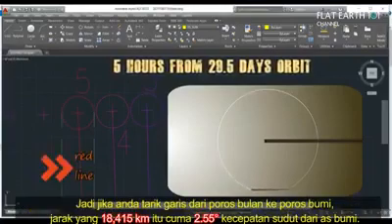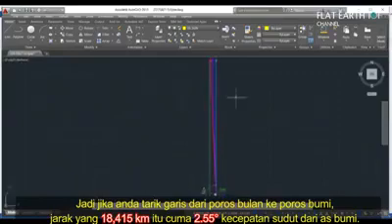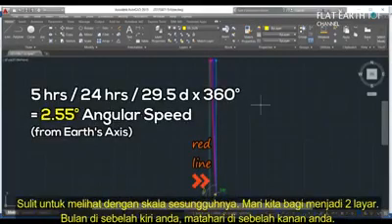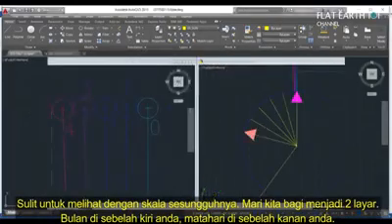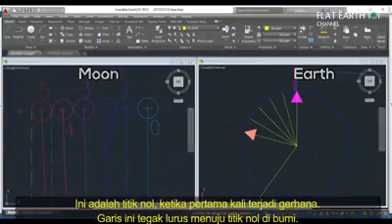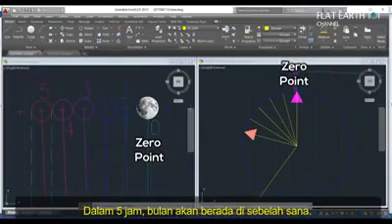So if you draw a line from the moon's axis to the Earth's axis, this 18,415 kilometers is only 2.55 degrees angular speed on Earth. It's hard to see at this true scale. Let's split it into 2 screens, the moon on your left side, the Earth on your right side. This is the 0 point when the first partial eclipse happened. The line goes to 0 point on Earth. In 5 hours, the moon will be over there.